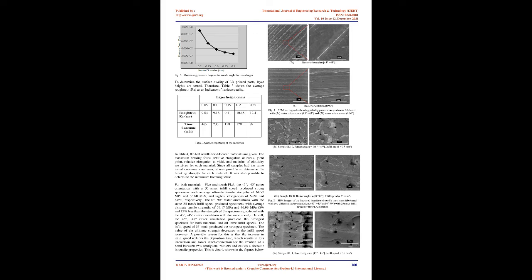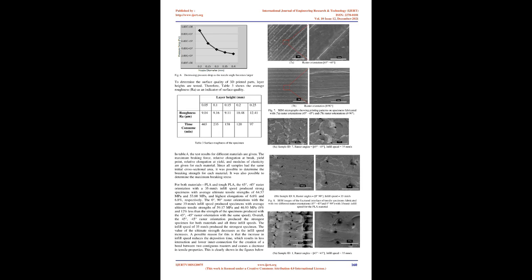To determine the surface quality of 3D printed parts, layer heights are tested. Therefore, Table 3 shows the average roughness, Ra, as an indicator of surface quality. In Table 4, the test results for different materials are given. The maximum breaking force, relative elongation at break, yield point, relative elongation at yield, and modulus of elasticity are given for each material. Since all samples had the same initial cross-sectional area, it was possible to determine the breaking strength for each material. It was also possible to determine the maximum breaking stress.